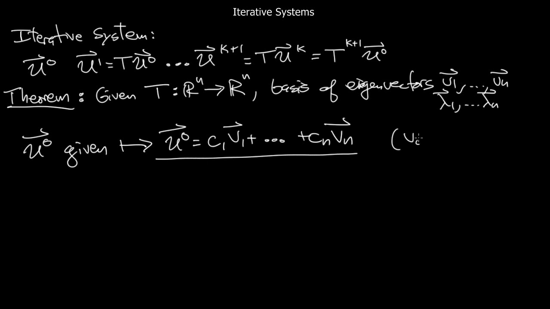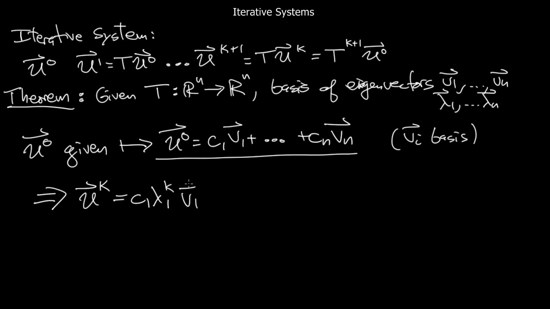And once you've done that, then you have a very simple formula for the uk's, and it's just a repeat of what I said on the previous slide. You just put in the powers lambda i to the k in front of each of the corresponding eigenvectors. So that's really an obvious restatement of what I had on the previous slide.